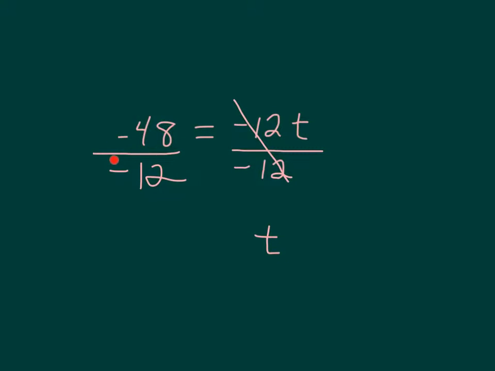So I'm left with negative 48 divided by negative 12. I know a negative divided by a negative is positive. So this is saying how many times does 12 go into 48? So I could count by 12s. 12, 24, 36, 48. It goes in there 4 times, and it's going to be a positive 4, right? Because I had a negative divided by a negative. So t equals 4.